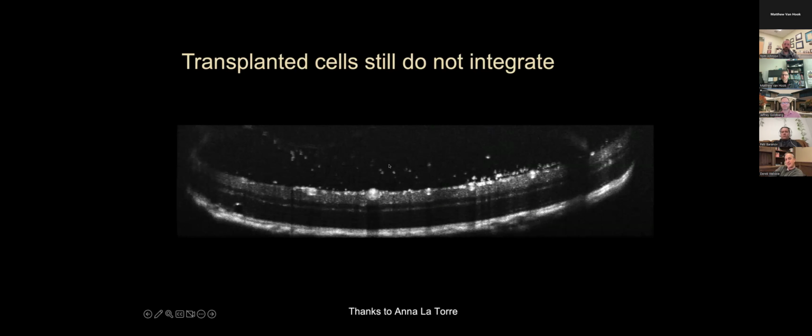But again, we have not figured out how to get that survival and integration. So we can get things to survive in the vitreous, but we were not getting things to survive this way in the retina. And with that, I just want to quickly highlight some ideas, but let's get to some discussion because I think we only have 39 minutes left.